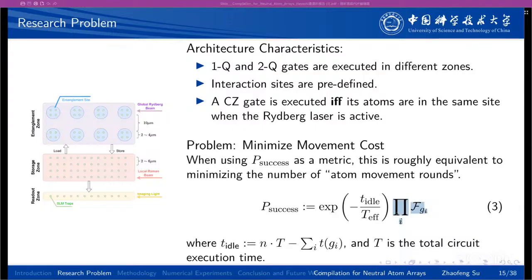In practice, each gate on the circuit has a fidelity. For the single qubit, its fidelity is around 99.8, and for the two qubit it is around 99.5 in the physical device.